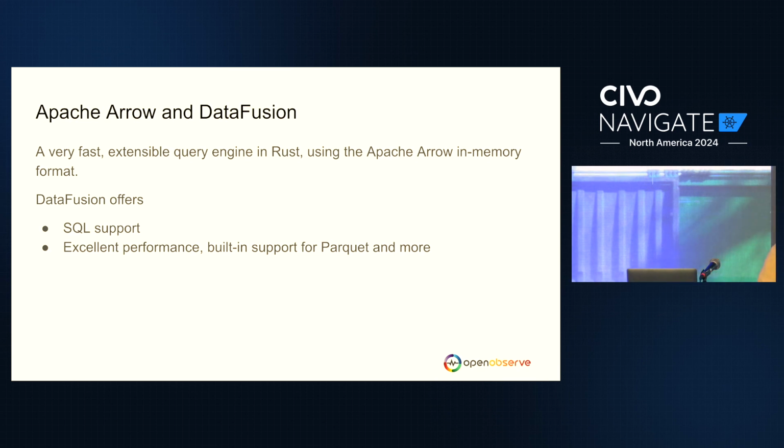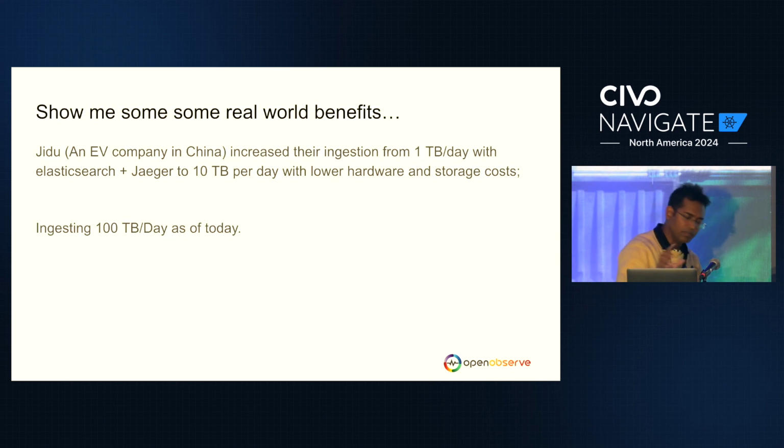Now, what did we do with all of this performance? What is the real world impact? I mentioned that there are around 1,000 plus active installations globally. There is one company that I want to take as an example here. There is a company called Jidu in China. They are an electric vehicle company.